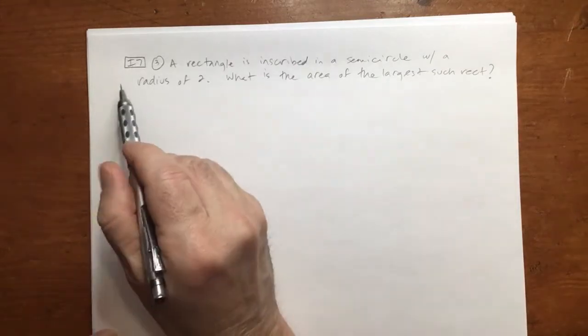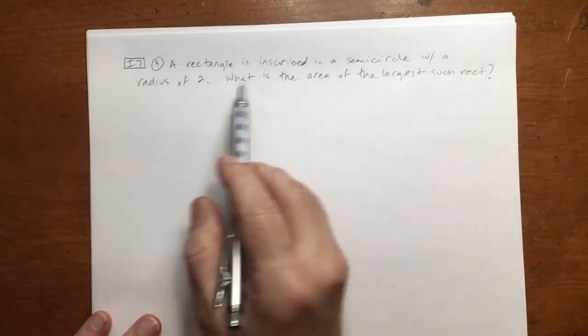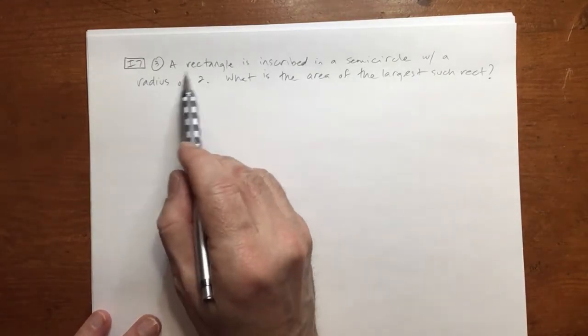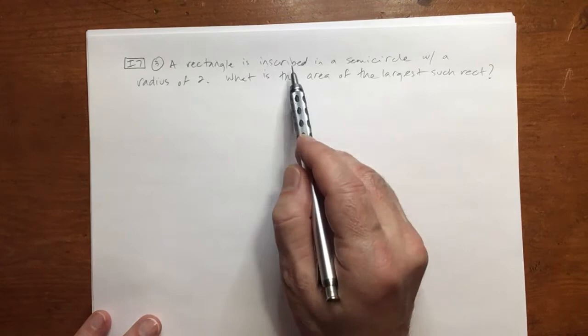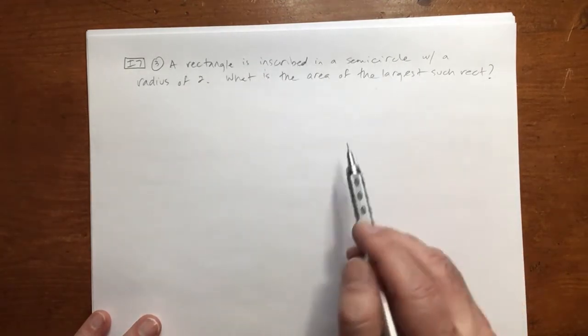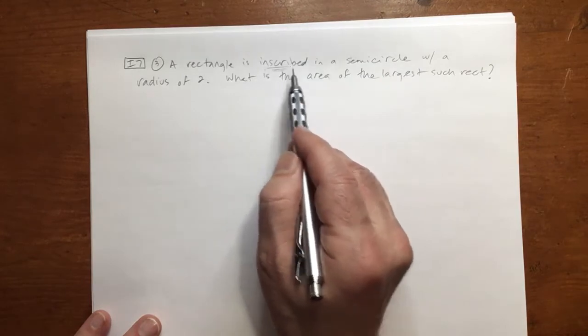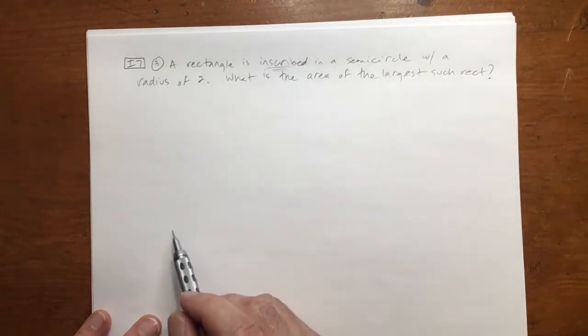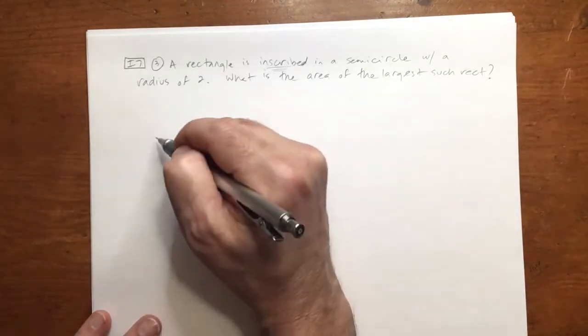Oh, this is video I7, and I've written out the problem that I gave you yesterday already. I'll read it to you. So we have a rectangle inscribed in a semicircle, and so we have to know what that means. Okay, the semicircle has a radius of 2. So before I even look at the question, I'll go ahead and draw that picture.